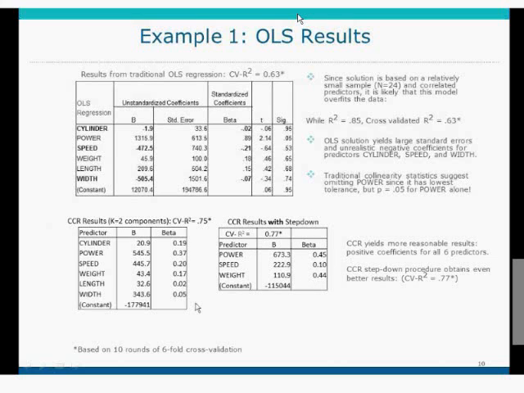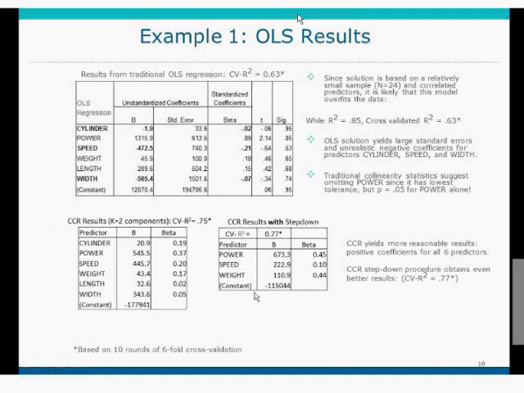Now, what we're going to be talking about are different regularized solutions. This one is based on CCR, correlated component regression. And in that case, we get all positive coefficients. They all turn out to be, again, reasonable, because they're positive here. And the CV R squared is 0.75, so it's higher than the OLS regression solution. So we're going to be relying on cross-validation as the criterion for judging various aspects of a model, including which models perform best.